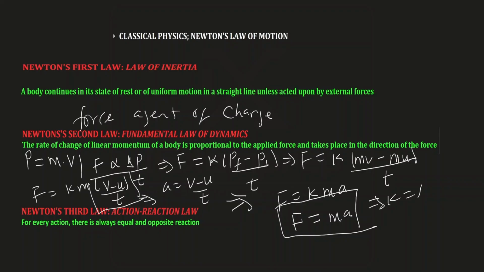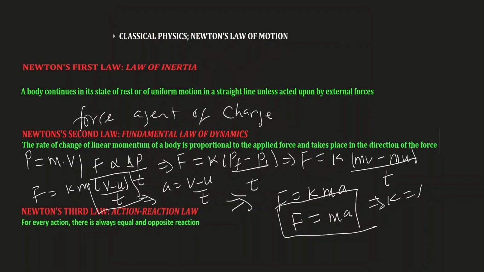Which means that if you have a bigger mass and a smaller mass, and you apply the same force to them, right, the smaller mass is going to have a higher acceleration, while the bigger mass is going to have a smaller acceleration. So that is Newton's second law of motion.